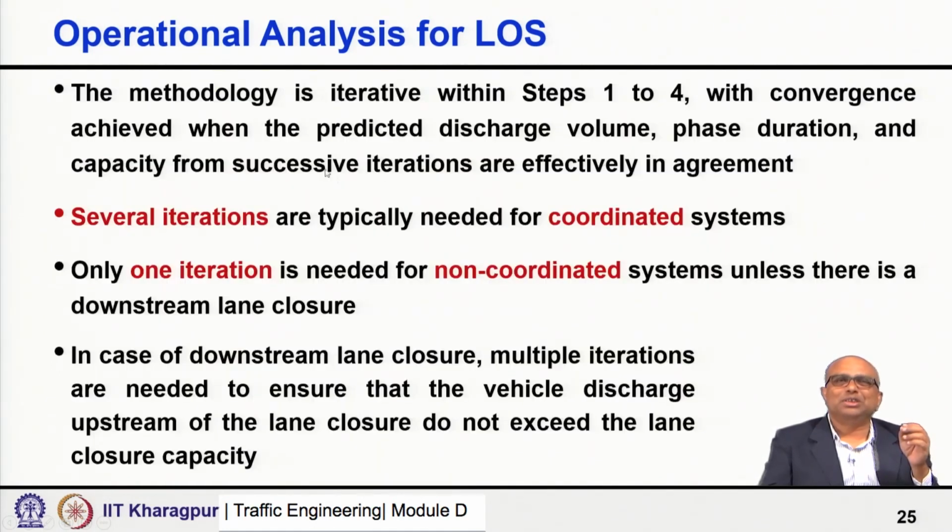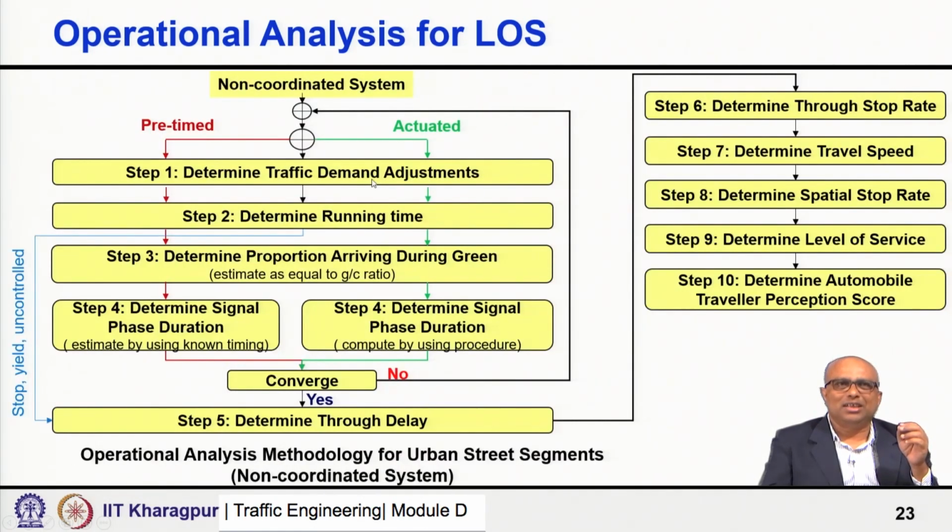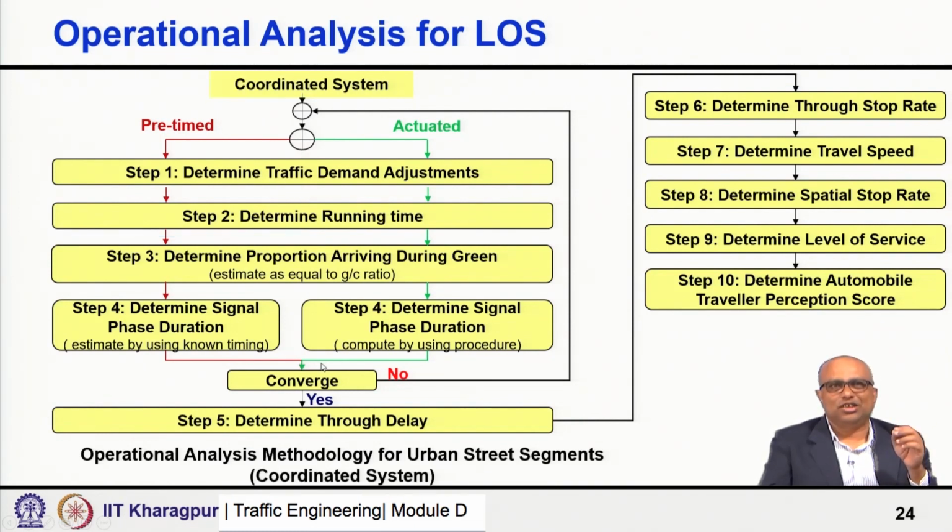Now, the methodology, as you can see, is iterative from step 1 to step 4, and then we check the convergence. If no, then we go back. If no, we go back. We only come out when the answer is yes, the convergence has happened. So step 1 to step 4 is clearly iterative in nature.